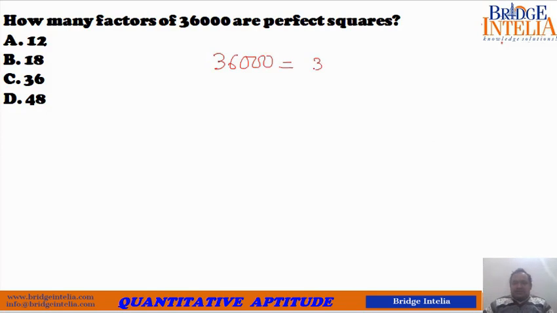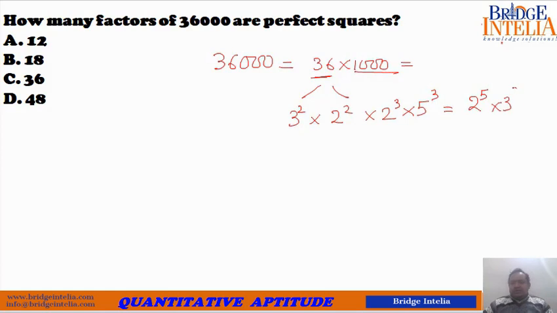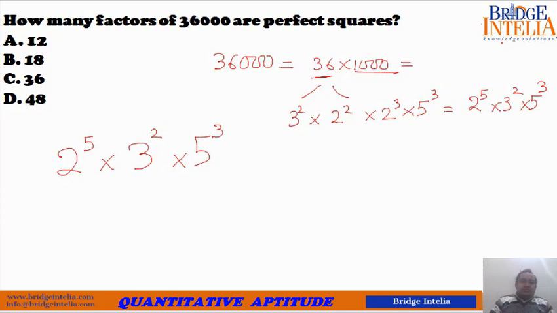So 36 into 1000: 36 is 3 square into 2 square, and 1000 is 2 cube into 5 cube. Upon combining, this is equal to 2 to the power 5 into 3 square into 5 cube. So this is the number. Now we are to generate factors, and the factors have to be perfect squares.